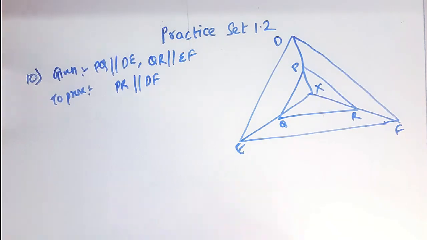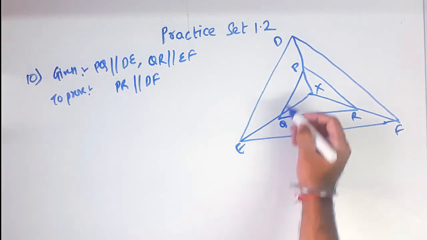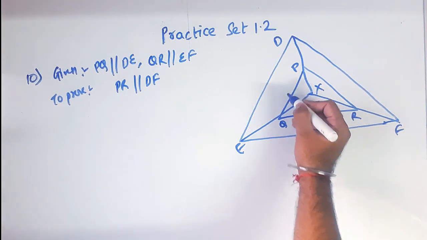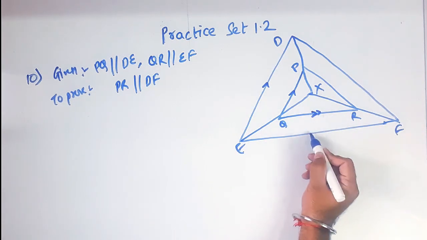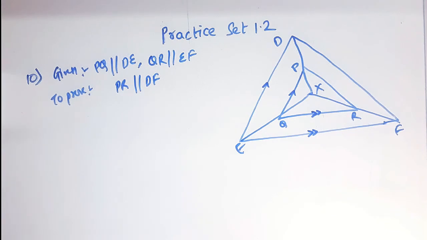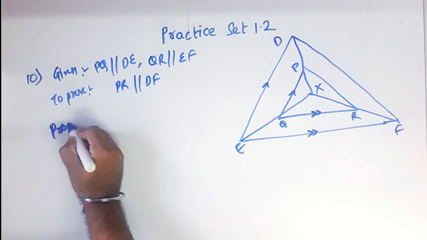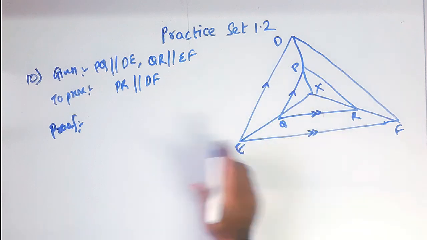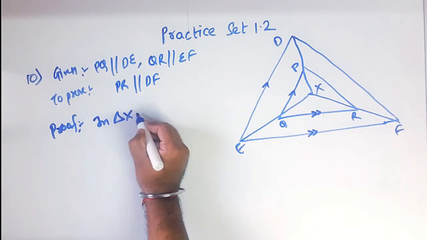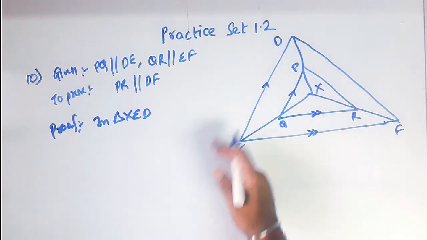Then the 10th one, children, is in the form of fill-ups, but rather we'll do the whole proof. What is given is PQ is parallel to DE, so this line is parallel to this line. QR is parallel to EF. And we have to prove PR is parallel to DF. How will we do that? We'll first use triangle XED. You can see this triangle XED.